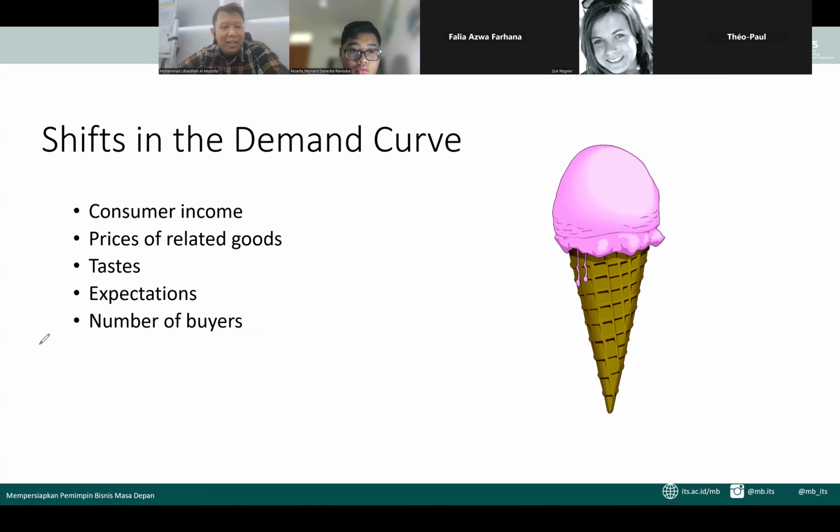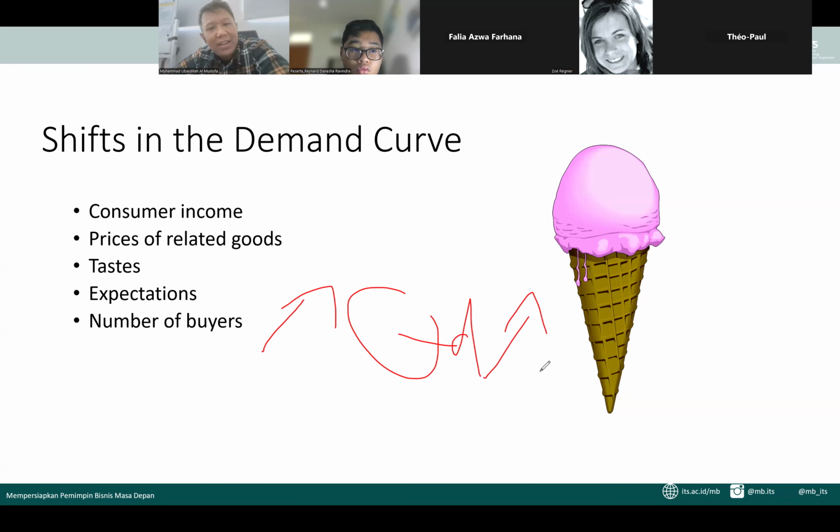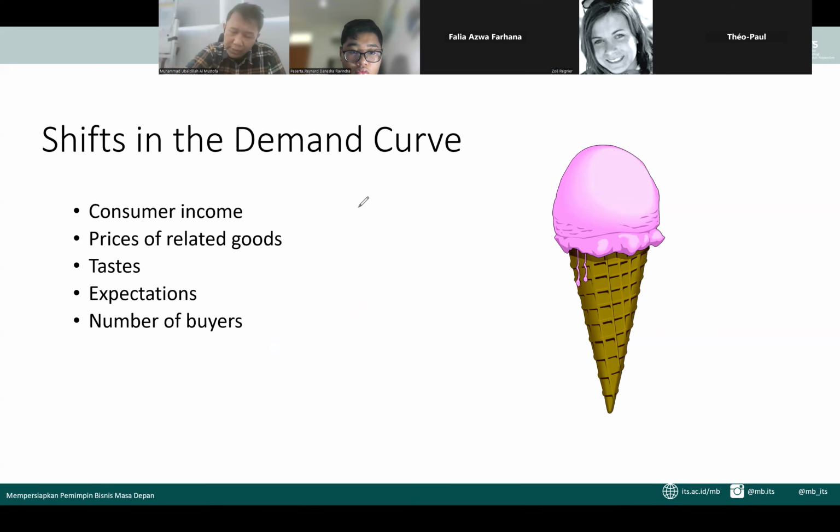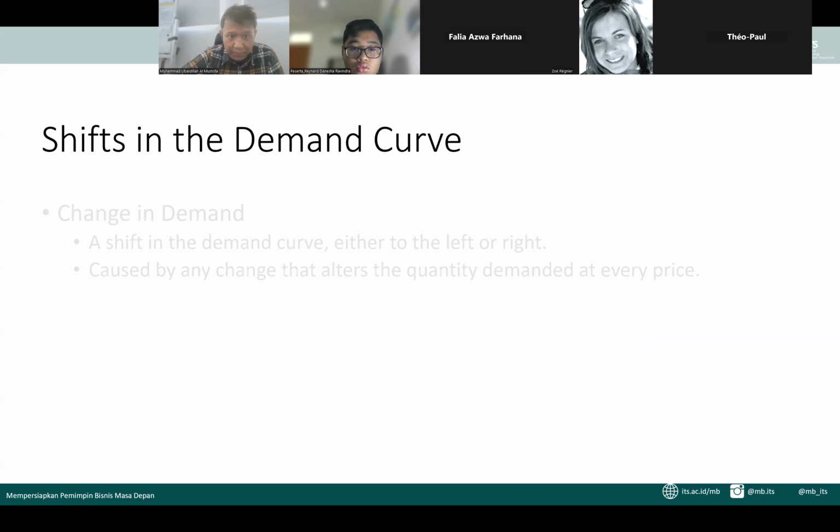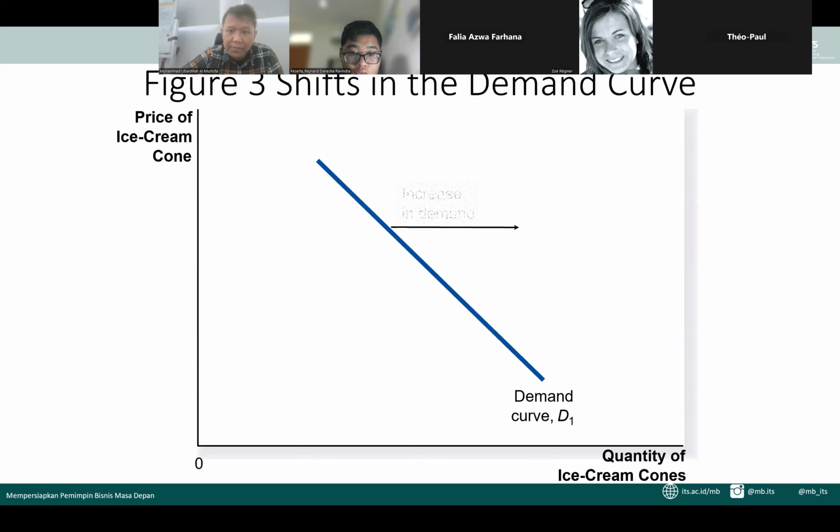Yeah. Let's try to imagine the number of buyers. What do you think, for example, if we have an increase in the number of buyers? Let's say that we have a population growth. When the number of buyers increases, the quantity will also increase, right? So this will shift the demand curve to the right. All right. So these are the aspects which shift the demand curve. So now let's try to illustrate it.